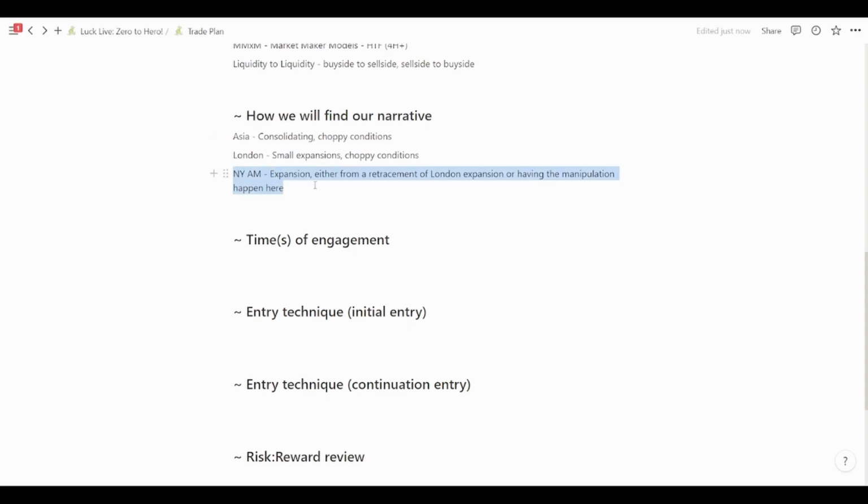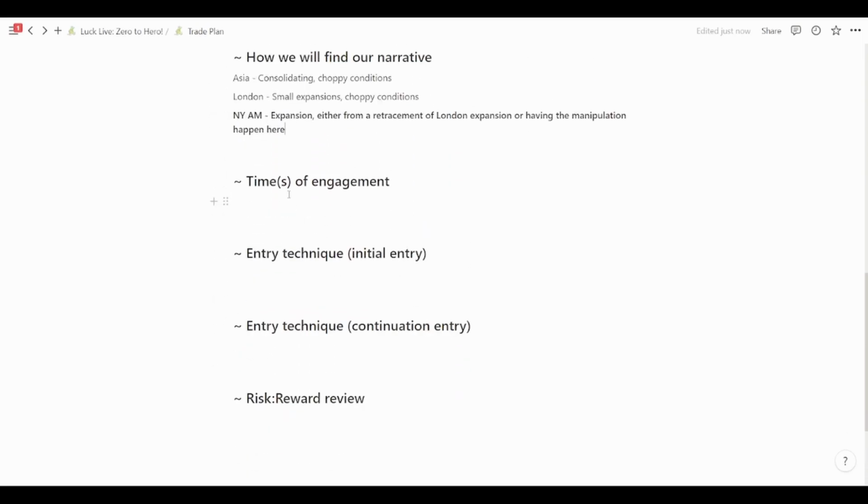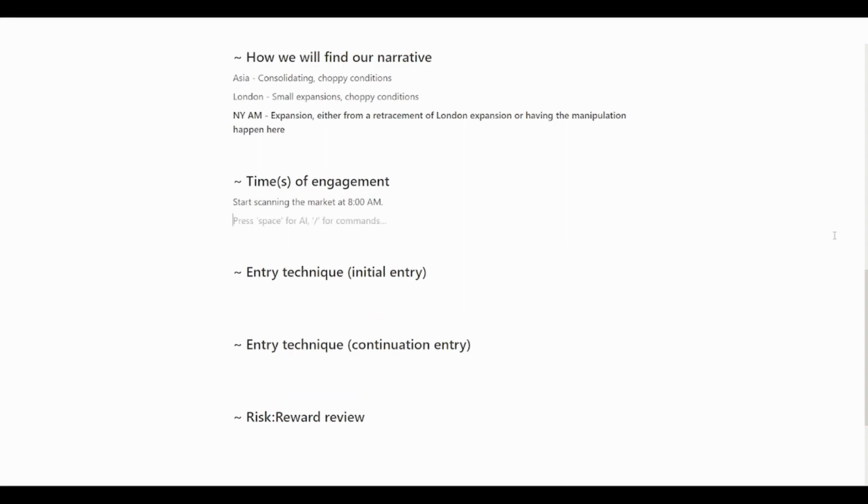So this is ideally what I want to happen in order to trade and in order to build narrative. I do want the New York AM session itself to either manipulate at, again, our key time cycles, to expand and then go further from there. So we have our times of engagement. Again, I'm going to be engaging, start scanning the market at 8 a.m. Start trading 8:30 to 11 a.m., right?